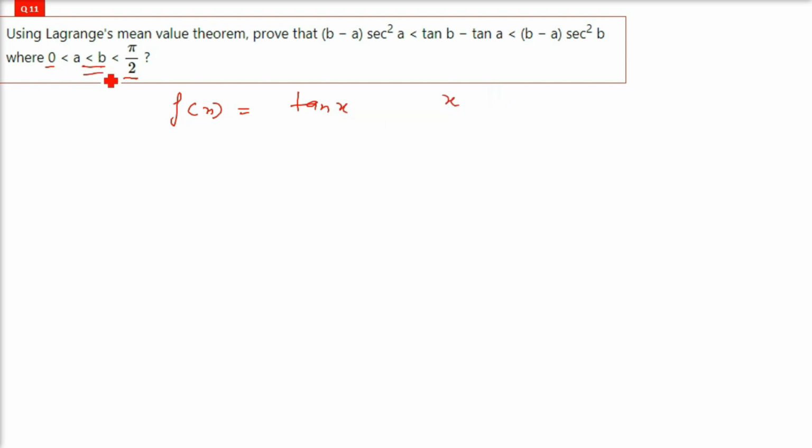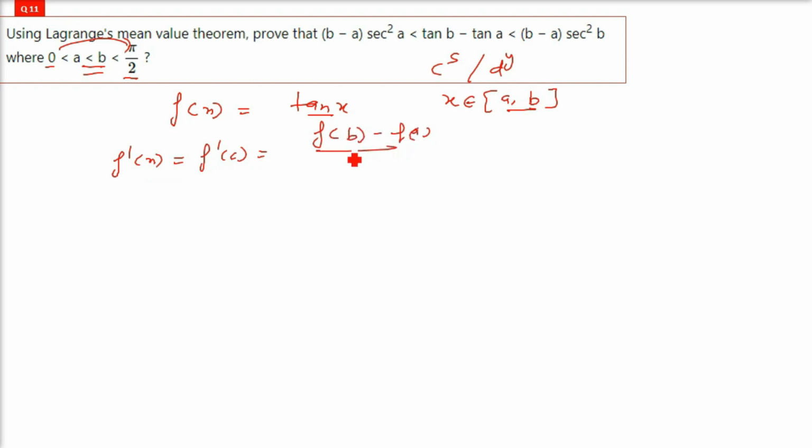So I'm just taking f(x) as tan x, where x belongs to 0 and pi by 2. A and b are both between that, so continuity and differentiability have been ascertained. First of all, it is 0 and pi by 2 because we have taken the function as tan x ourselves. You'll see why we have taken tan x. You will be able to understand once you finish this question.